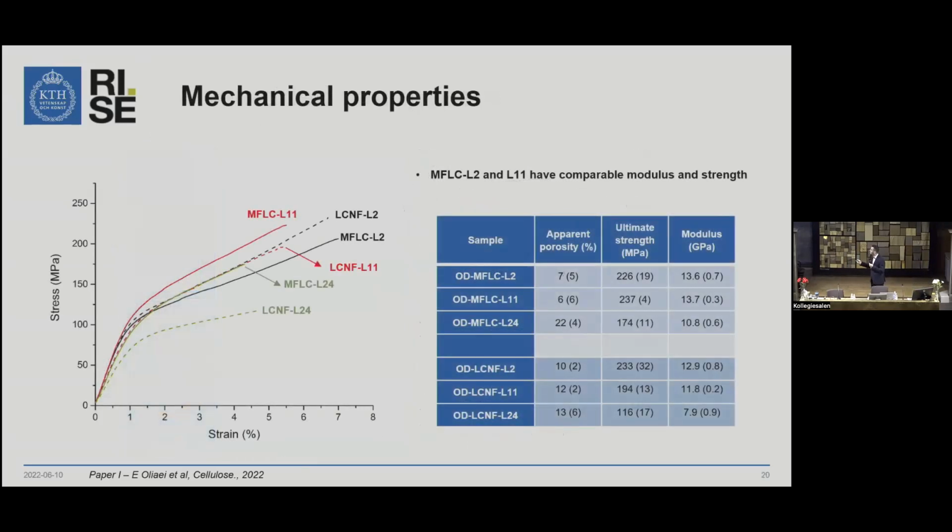We have then plotted the tensile curve for the LCNF and MFLC nanopaper films. We can see that generally the mechanical properties of LCNF and MFLC films are not so different. And interestingly, the modulus and the ultimate strength of the MFLC with 2% residual lignin content and 11% are similarly strong, and they are comparable in modulus and strength.